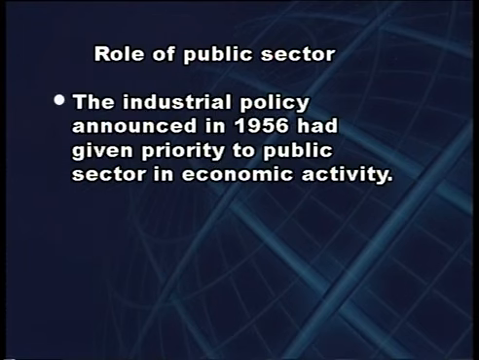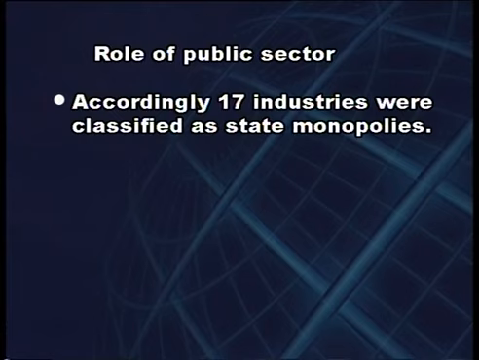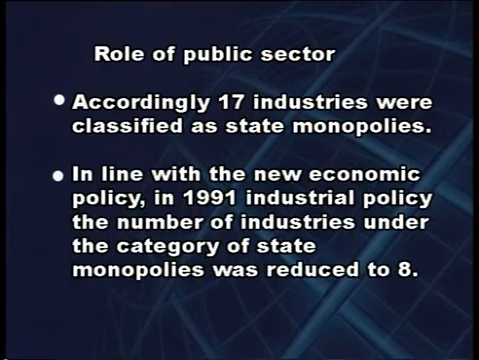The role of the public sector as per the provisions of the 1991 industrial policy. The industrial policy announced in 1956 had given priority to the public sector in economic activity. Accordingly, 17 industries were classified as state monopolies. In line with the new economic policy, in the 1991 industrial policy, the number of industries under the category of state monopolies was reduced to 8.